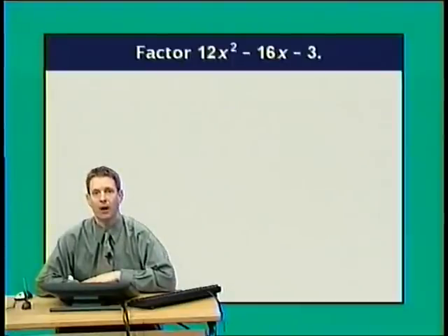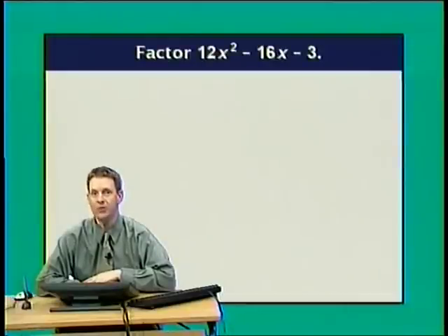What am I looking for? I'm looking for a pair of integers that multiply to negative 36, that's 12 times negative 3, and add to negative 16. I want a pair of integers that multiply to negative 36 and add to negative 16. Since the product is negative, one of the numbers is going to have to be positive, and one of the numbers is going to have to be negative.